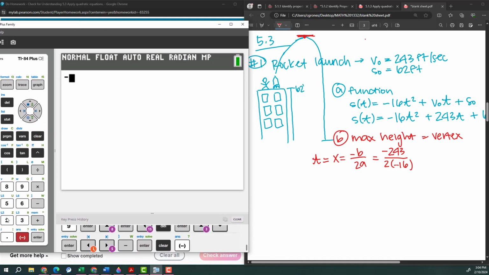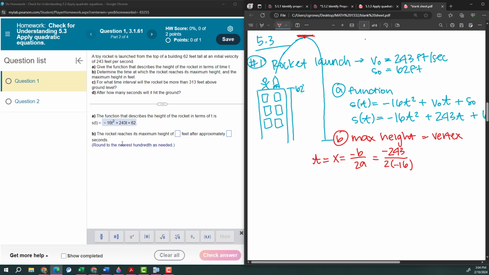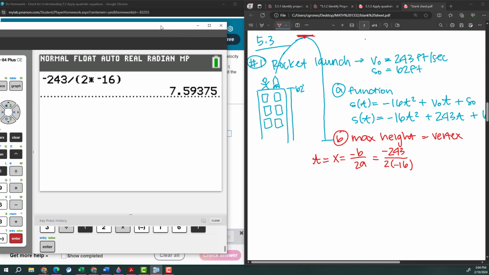So negative 243 divided by 2 times negative 16. And I get 7.59. It tells us that we want to round to the nearest hundredth. So this equals 7.59. Hundredth is 2 decimal places. So our time is going to be 7.59 seconds.